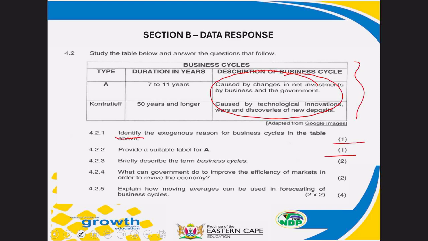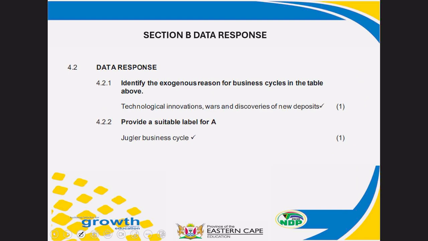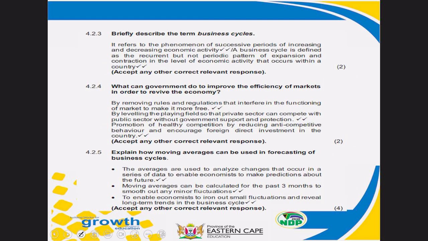Then it says, provide a suitable label for A. Again, the description has been given. So we need to get the description here from what we have learned. The remainder of the questions, we are not going to get them from the extract. We are now going to do our concept. We describe business cycle. We are now going to use our action verbs, which is your what. We are going to use your expression verbs, which is your explaining. So be careful. The answers are not all coming from the extract that has been given. We are going to take them from what we already know.